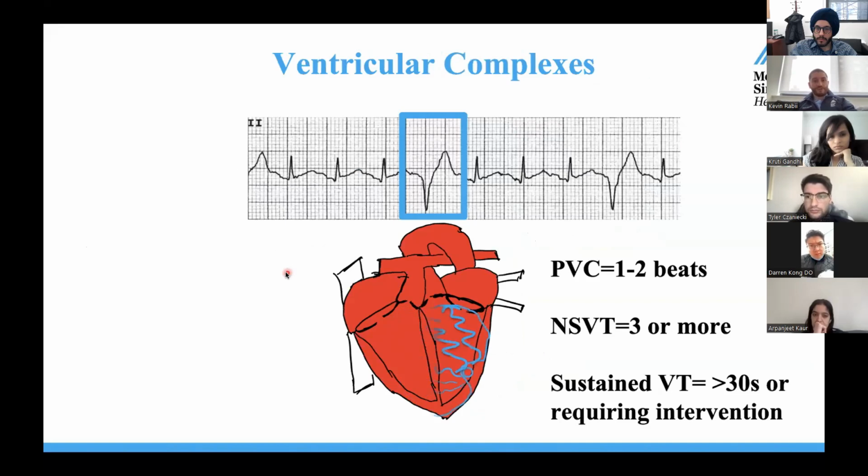And finally, for ventricular complexes, PVCs, any beats originating in the ventricle. So if there's one or two, it's called a PVC. If it's greater than or equal to 3, it's called non-sustained VT. And anything greater than 30 seconds or anything requiring intervention is called sustained VT.